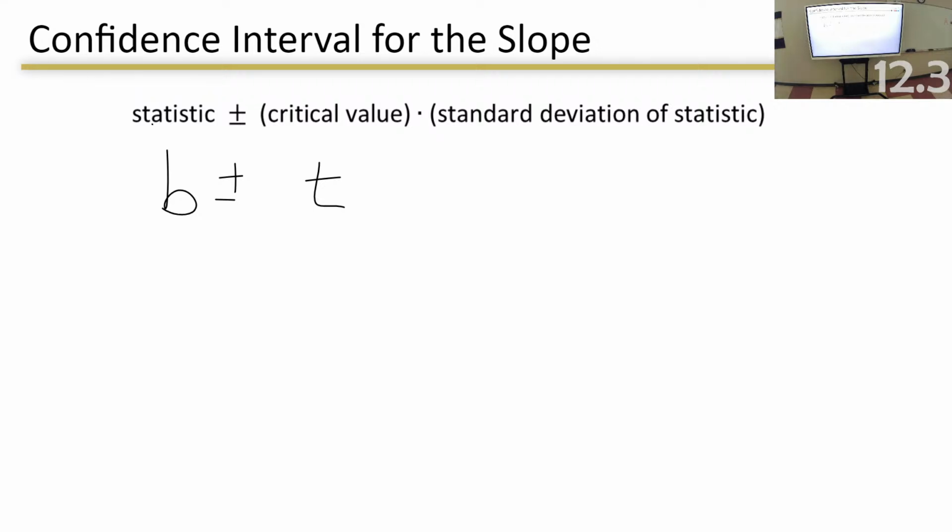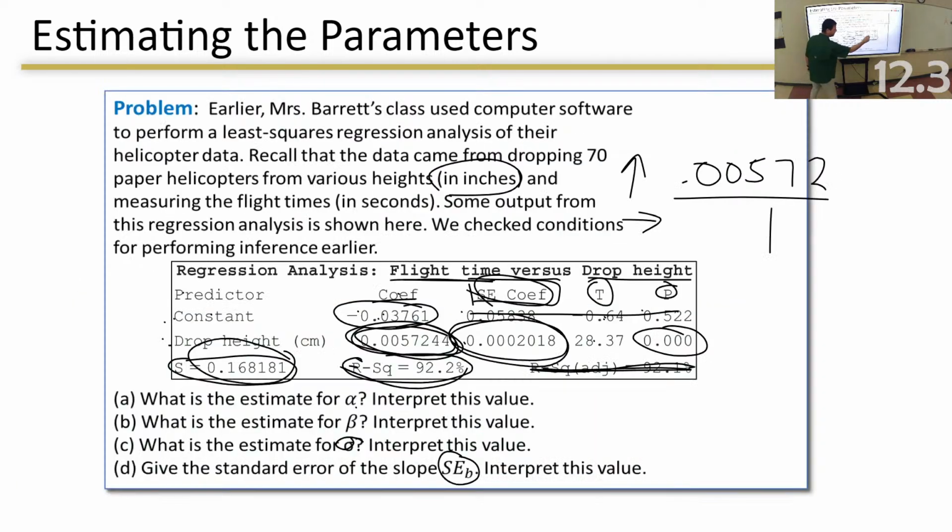Now, please, please, please, somebody's going to do this, don't. That t critical value, guys, is not this t. That's the t test statistic. The test statistic is different than the critical value. The test statistic comes from the statistic minus the parameter over the standard error. The critical value comes from the confidence level. If it's 95%, then we know what that value is. If it's 90%, we know what that value is. So those are not the same.